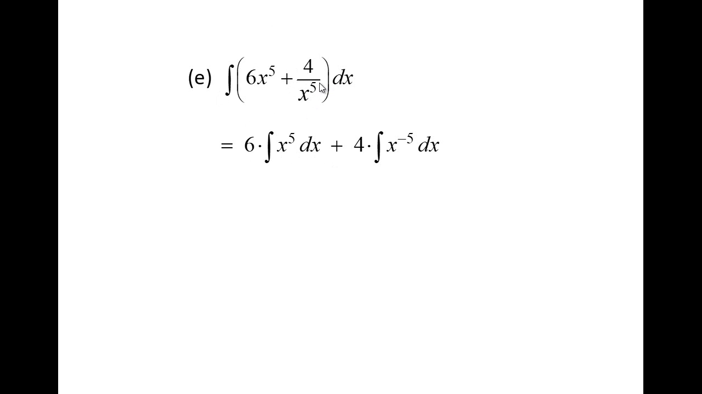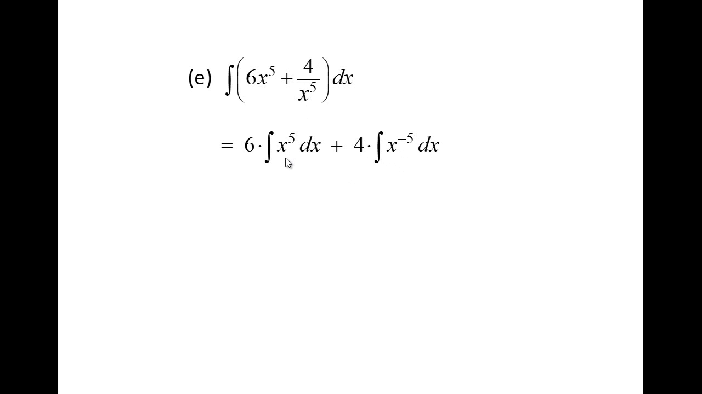And when we take the integral of the second term, 4 being a constant factor that can be taken out, and 1 over x to the 5 can be written as x to the negative 5. So we have 4 integral of x to the negative 5 dx.